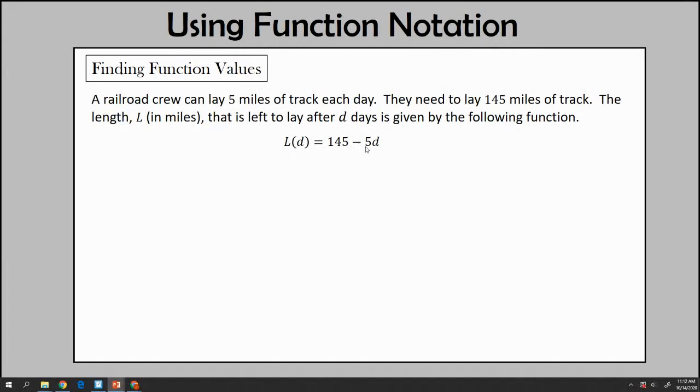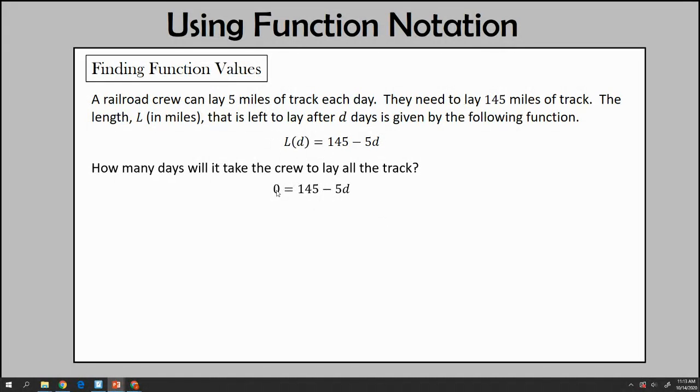So if I take away 5 times every day they work, that will tell us how much is left after the number of days worked. Okay. The first question says, how many days is it going to take the crew to lay all the track? Now, this is a little unique here. So what we're trying to figure out is, when is the length of track remaining to be laid 0? How many days is it going to take to lay all the track? So that means at the end of the number of days worked, I want this to be a zero.